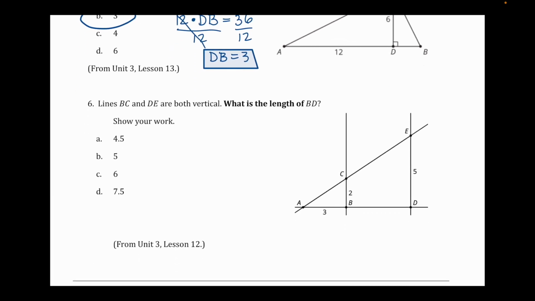Now on question 6, we have lines BC and DE. They are both vertical. I feel like I've dealt with this sentence in a couple of these homework assignments right in a row, so you may already know this means they are both parallel to each other. So parallel. So now they want to find the length of BD, so that is one separate chunk here, not the entire thing.